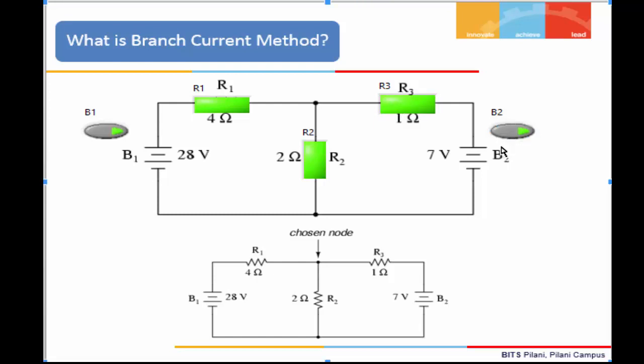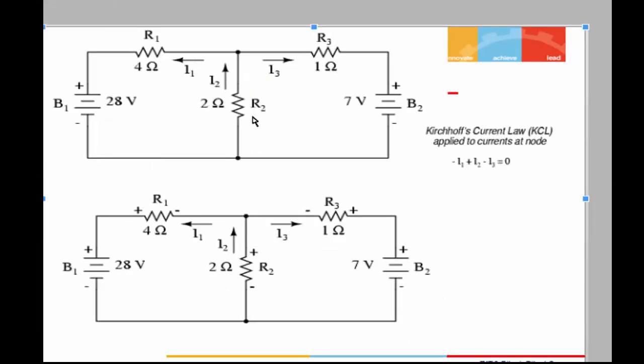So the first step is to choose a node, node in the sense of a junction. Here I have chosen a junction which is to the right of R1, top of R2, left of R3. After choosing this node, guess the direction of the currents. What currents are coming into this node and what currents are going out of this node? You can label the currents according to your convention. Whether the convention is correct or wrong can be determined finally at the end of the analysis.